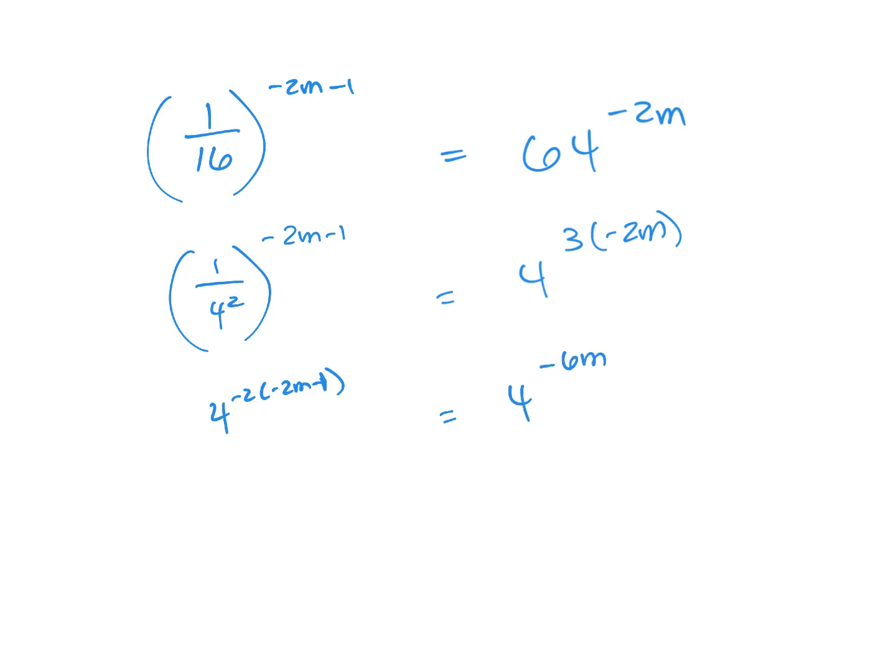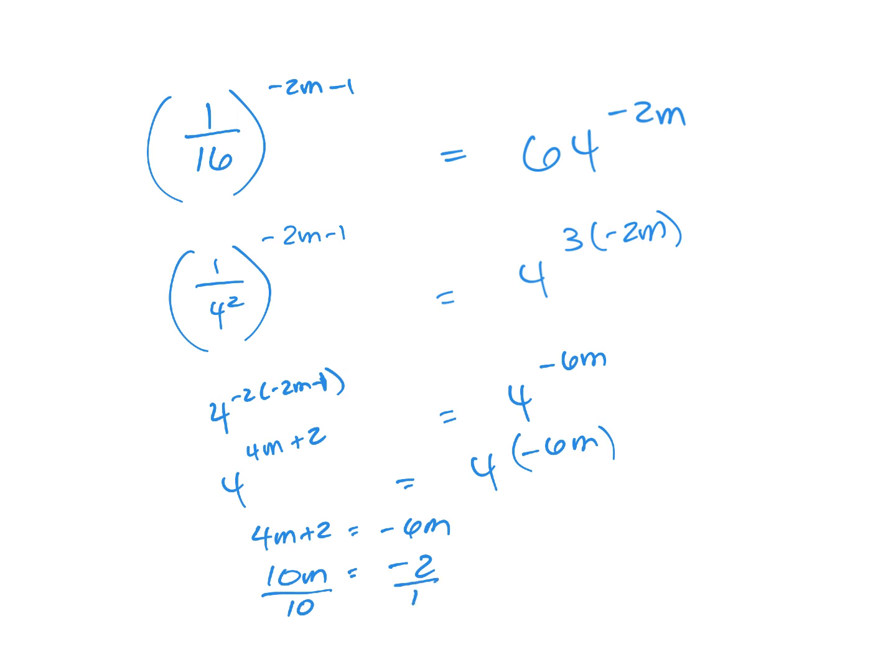Everybody got me? Now it's going to be 4 to the 4m plus 2 equals 4 to the negative 6m. So now we have the base. They're both upstairs. They're both equal to each other. So we move in for the kill and we say that 4m plus 2 equals negative 6m. So 10m equals negative 2 when we divide by 10. And if you have to take extra steps, that's fine with me. M equals negative 1/5.